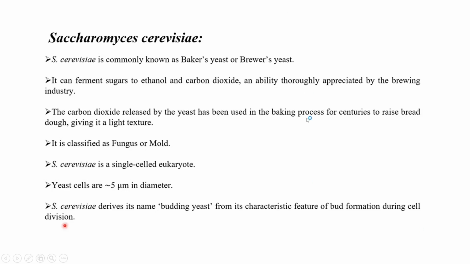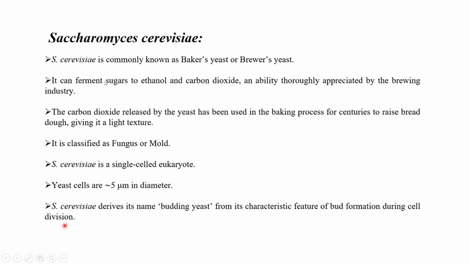So now we'll be talking about the Saccharomyces cerevisiae in this class. As I told you, we will be discussing Saccharomyces cerevisiae biology, and why Saccharomyces cerevisiae is used as a model organism in studying the eukaryotic system, and what are the different experimental ways we can use the Saccharomyces cerevisiae. It is commonly known as the Baker's yeast or brewer's yeast.